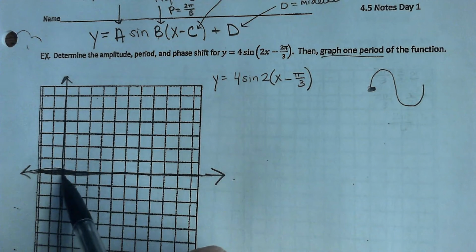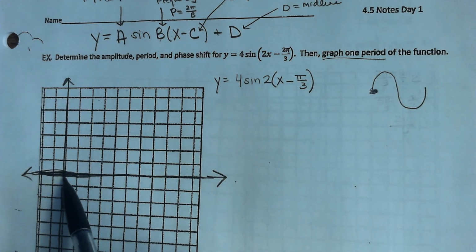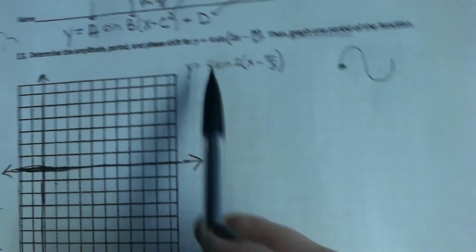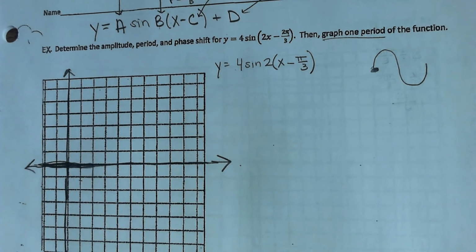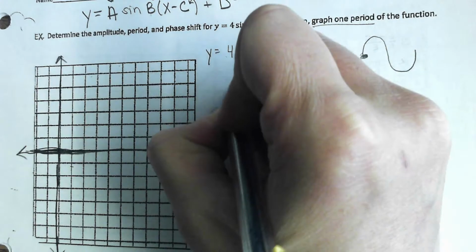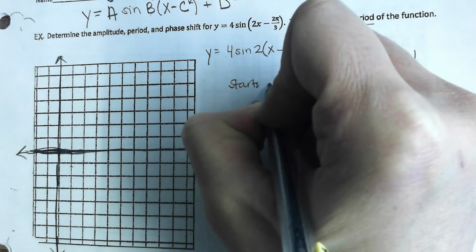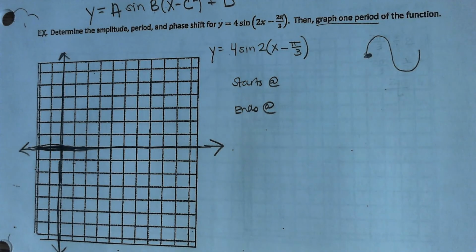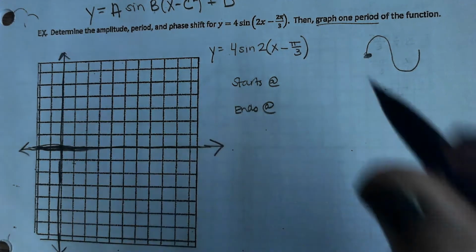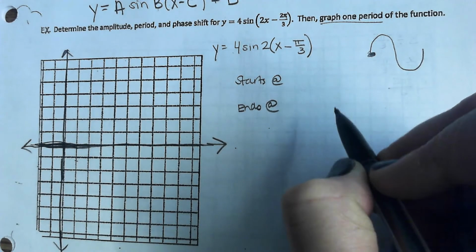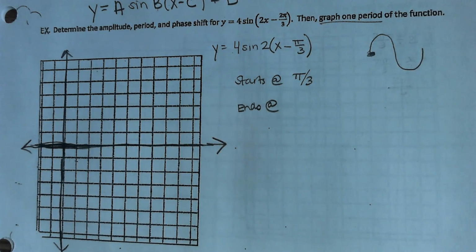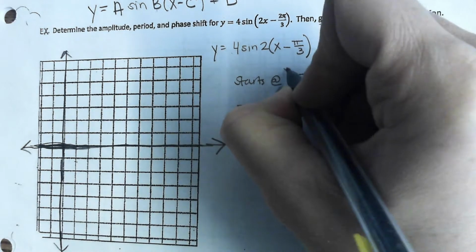Normally my sine curve starts at 0, 0, goes up to 1 and down to negative 1, which will be up to 4 and down to negative 4 here. But I want to always have you give me 2 things. Where am I starting and where am I ending? I'm not starting at 0, 0. Based on my phase shift, where am I starting? Andrew, pi over 3. So I'm starting shifted pi over 3 units to the right. So you can write at x equals pi over 3 if you want.